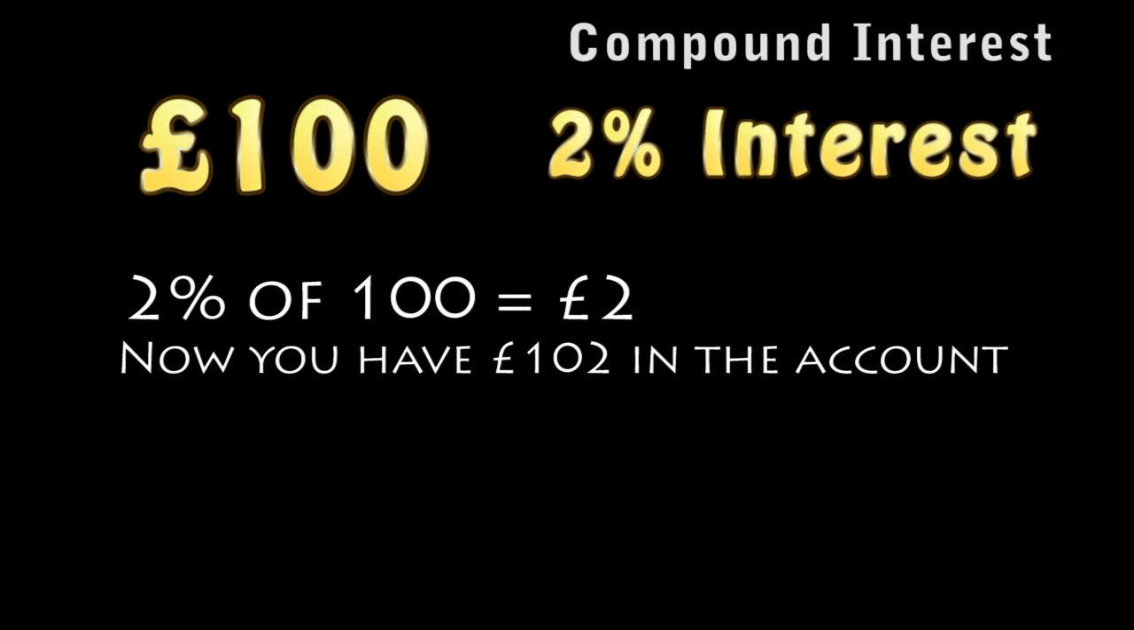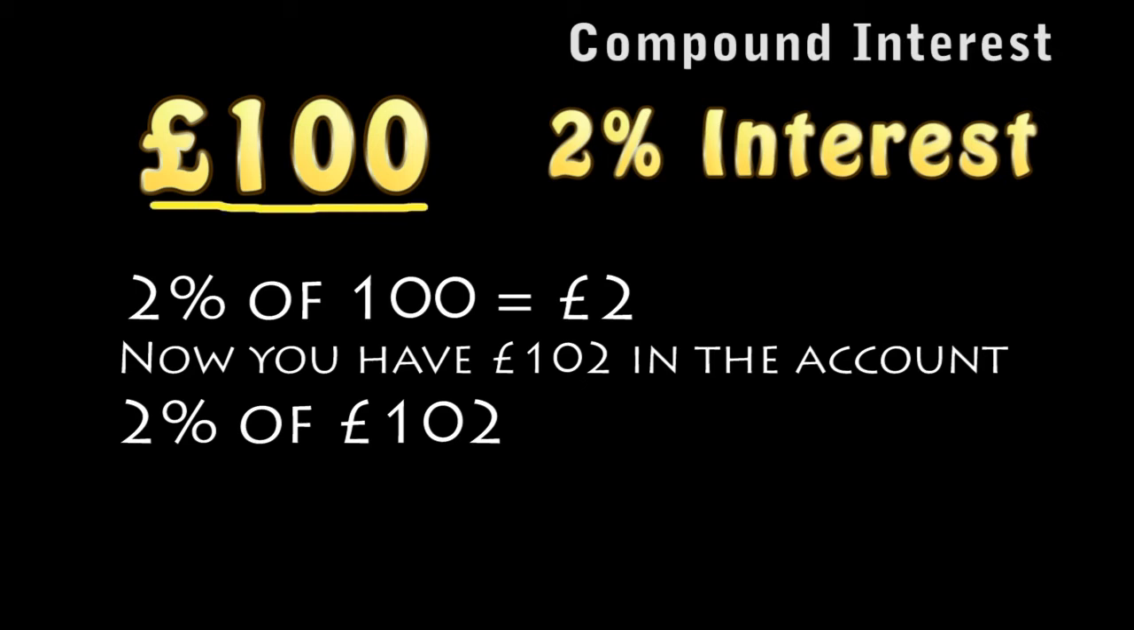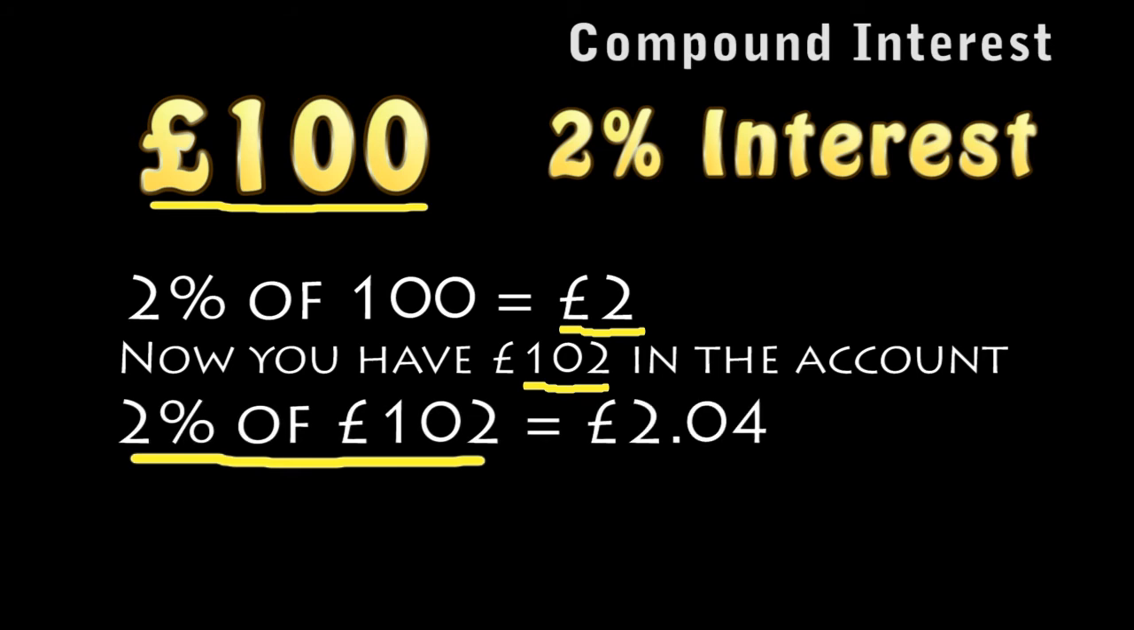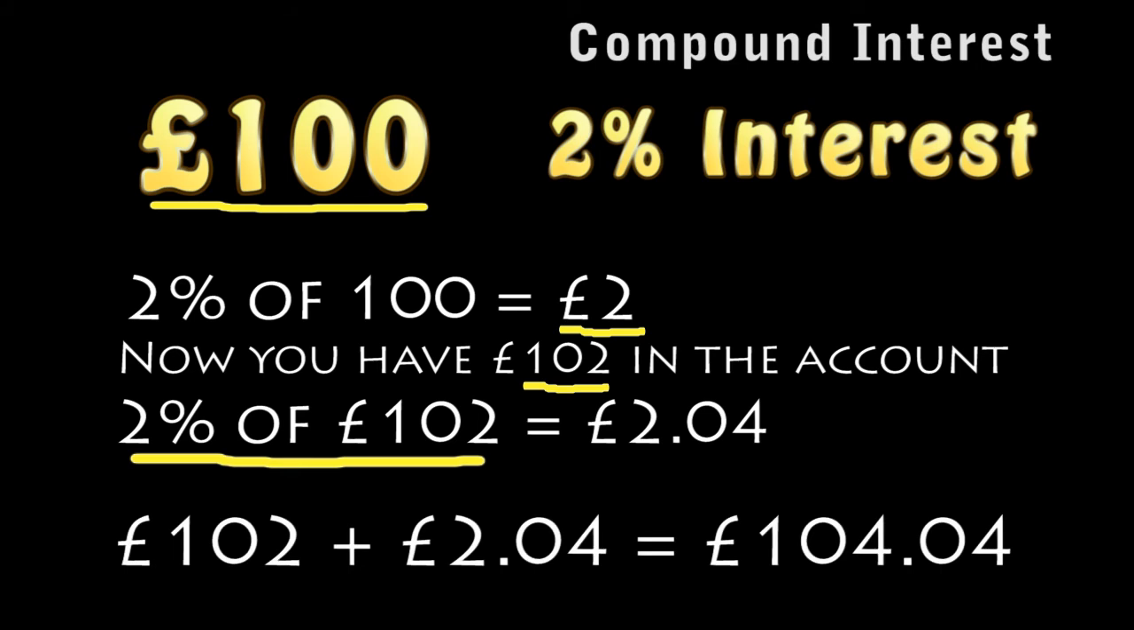The next year they wouldn't give you £2 again because they would want to calculate 2% of the new amount that's in your account. So remember, you started off with £100, after 1 year you got £2 extra, so that means you had £102 in your account. So what they're going to do now is find 2% of that, 2% of 102, and they're going to give you that as extra. So you're not going to end up with £104, you're going to end up with £104 and 4 pence.